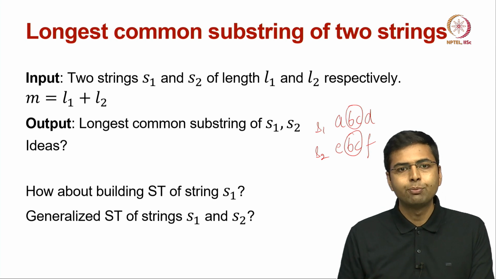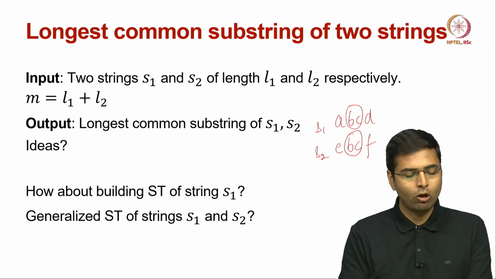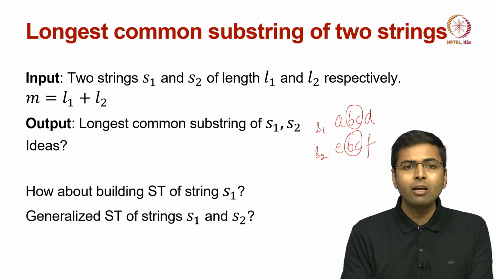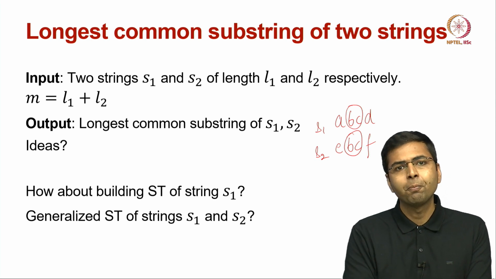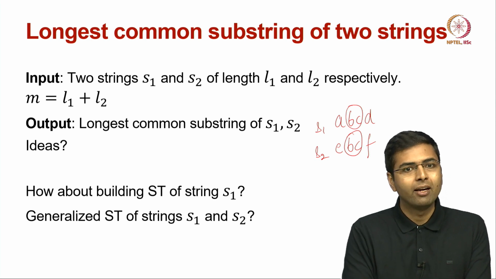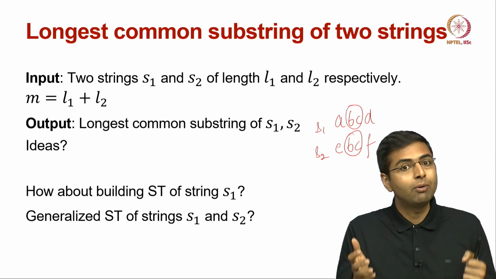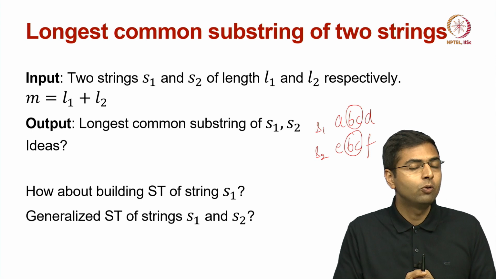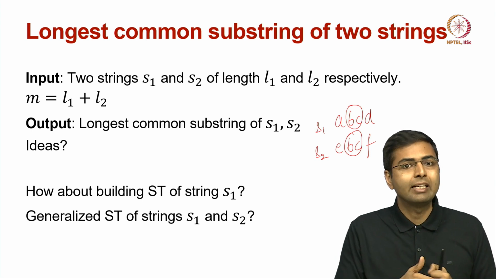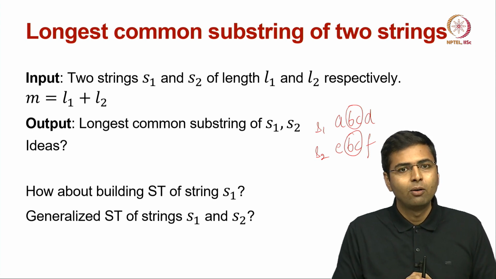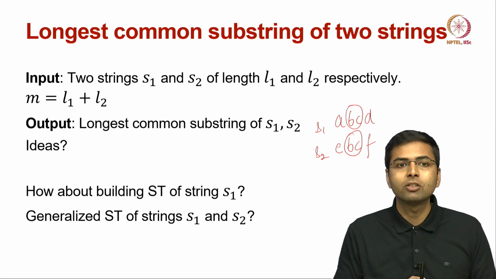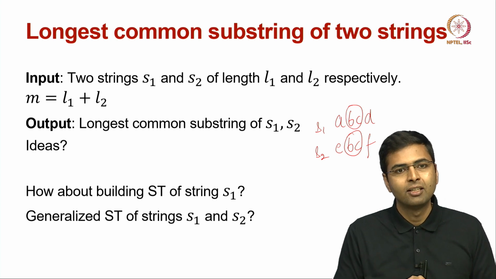So, how can we solve this problem? I suggest you think of different ways of solving it. Maybe one way can be a naive way: what about I look for all possible substrings of S2 and I check whether they occur in S1 or not. Well, that is not going to give us an efficient algorithm clearly, because that brute force way is not going to work. Let us look at a slightly better way.